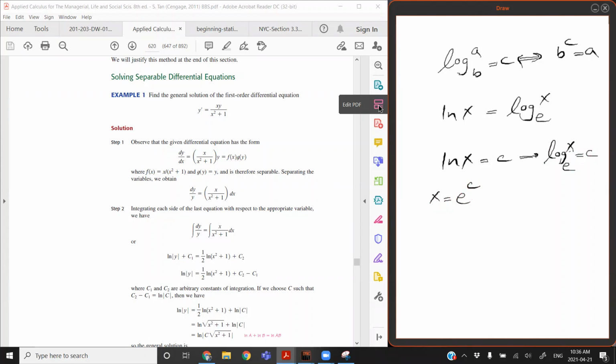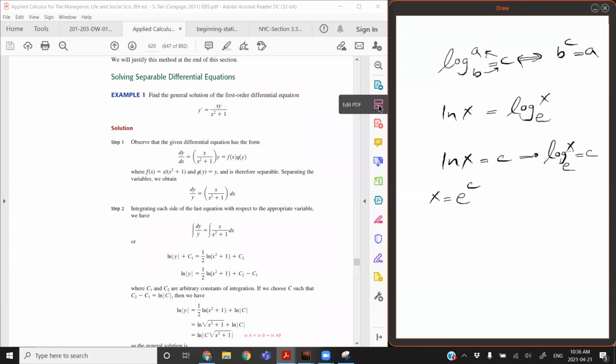The way I memorize this is I think of these arrows, and I say to myself that this means B to the power of C is A. So that's the meaning of these arrows for me.